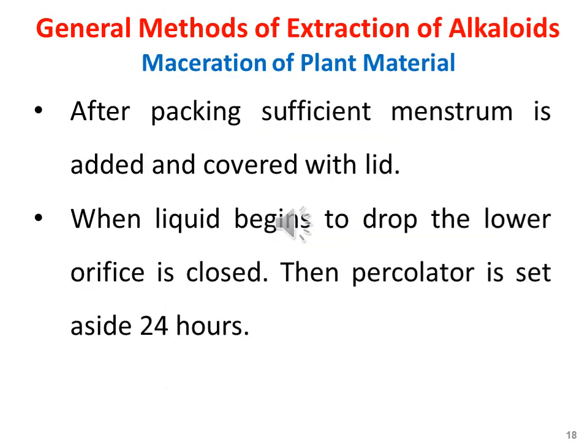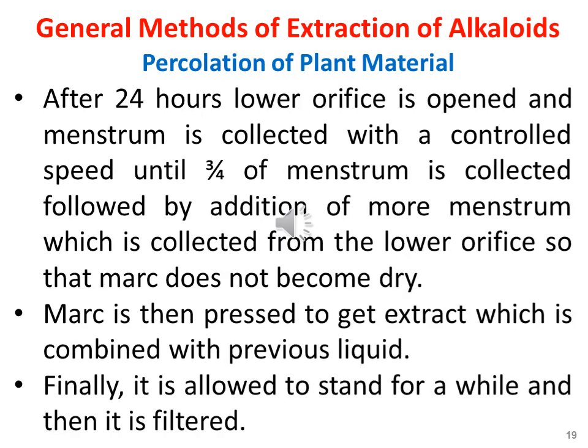Extraction is the first step to separate the desired natural product or the alkaloids from the raw material. Extraction methods include solvent extraction, distillation method, pressing and sublimation. The last stage is the percolation of plant material. It consists of the following steps.